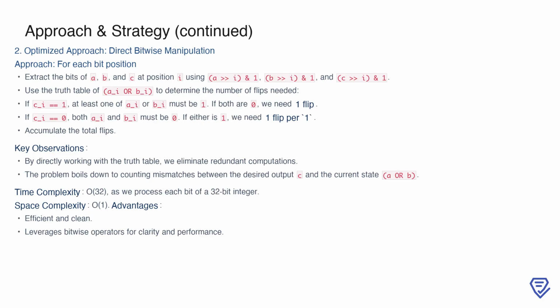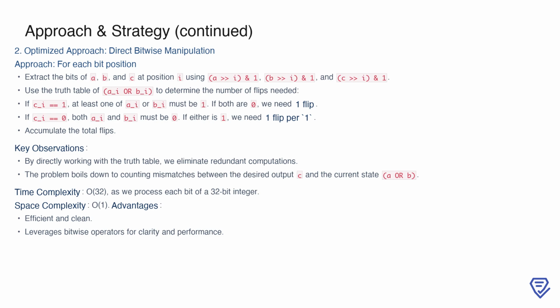If C_i is 1, at least one of A_i or B_i must be 1. If both are 0, a single flip is required. On the other hand, if C_i is 0, both A_i and B_i must be 0, so for every 1 in A_i or B_i, we count a flip. By combining these cases and directly referencing the truth table, we avoid unnecessary computations and focus only on mismatches between A OR B and C.